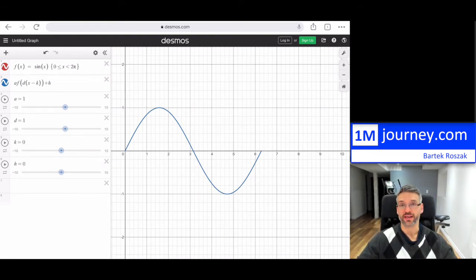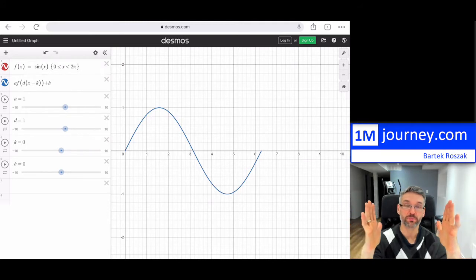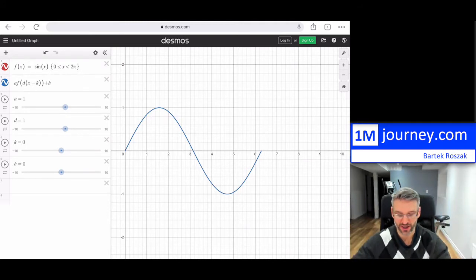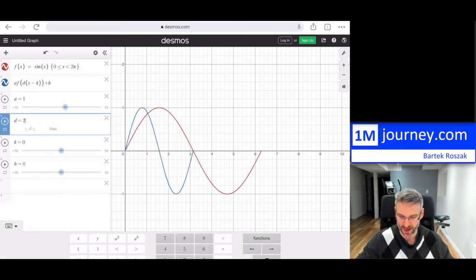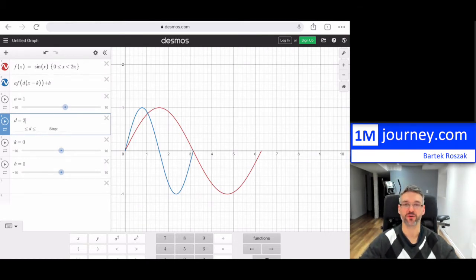If D is bigger than 1, what has that done in the past? It has compressed in the x. So it's changing our period. Notice if I make it bigger, it's going to change the period. Let's say I made it equal to 2. That would basically halve the period. Originally it was 2 pi, that was the period, or 360 degrees. Now if D is equal to 2, it's going to make the period half of that, which is just pi or 180 degrees.